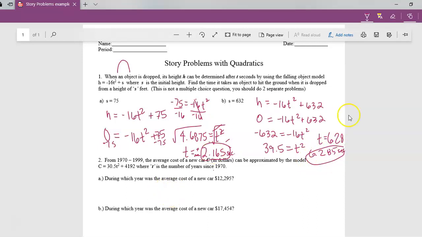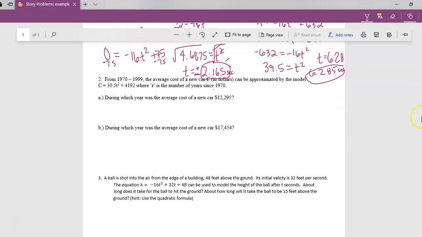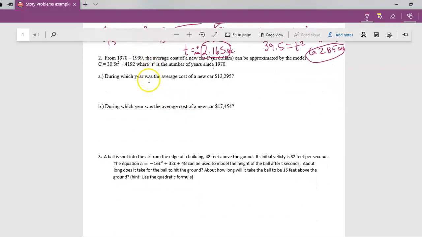Okay, number 2. So quadratics can be used to model a lot of different things. In number 2, it's saying from 1970 to 1999, the average cost of a new car in dollars can be approximated by the model. So this is a model that approximates the cost of the car based on the year that it was made in. So 30.5 t squared plus 4192, where t is the number of years since 1970. That would make like 1971 is 1, 1972 is 2 years. During which year was the average cost of a new car $12,295?